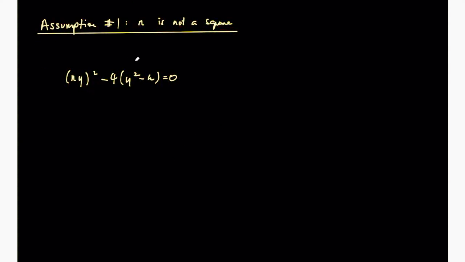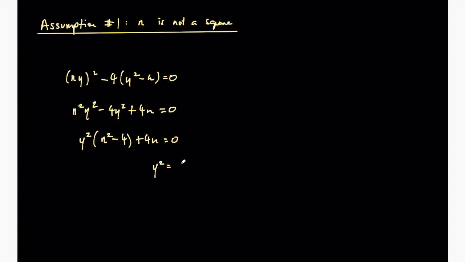Well, if you rearrange this equation in terms of y squared, let's go ahead and do that. Firstly, I'd expand those brackets. So this is n, actually, let's expand that squared as well. Let's say n squared y squared take 4y squared plus 4n equals 0. And then factorize the y squared, we would have y squared times n squared take 4, plus 4n equals 0. And then if you rearrange in terms of y squared, you have y squared equal to negative 4n over n squared take 4. And what you end up with is a squared term equal to a negative value.